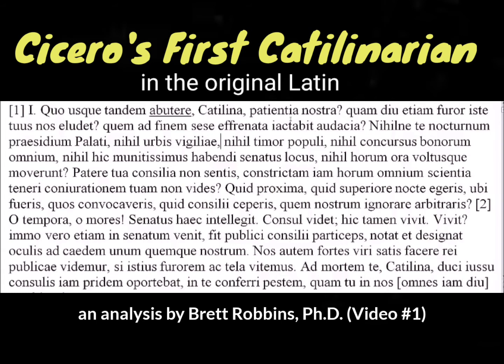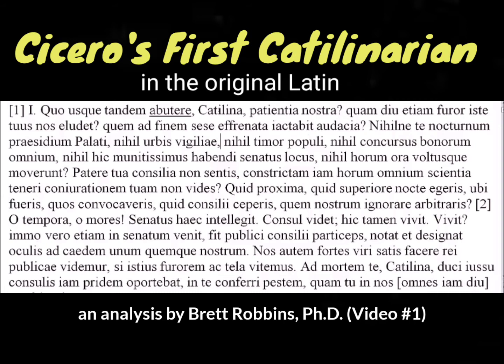So normally direct objects I like to double underline to get a sense of the relationship between the main verb and the double underlined direct object. In this case, patientia nostra, if you really think about it, is adverbial in the sense of to abuse with respect to our patience, you see. That's what's going on here when it comes to the relationship between patientia and abutere.